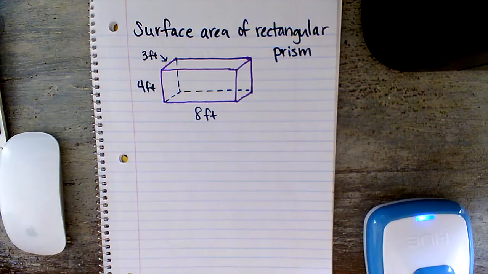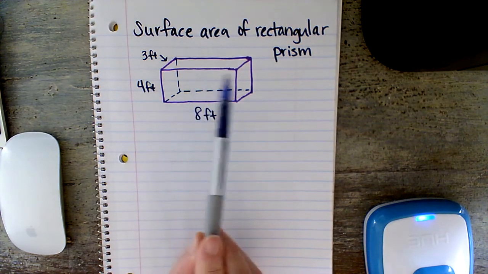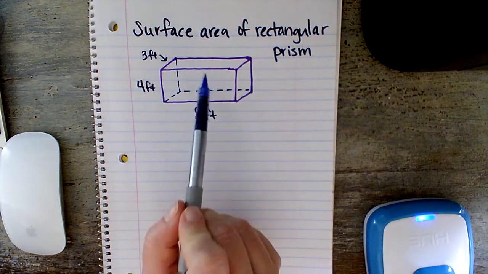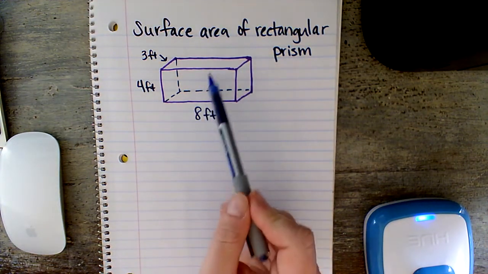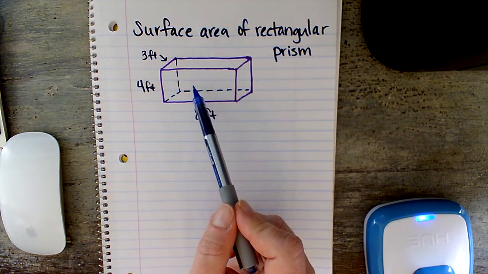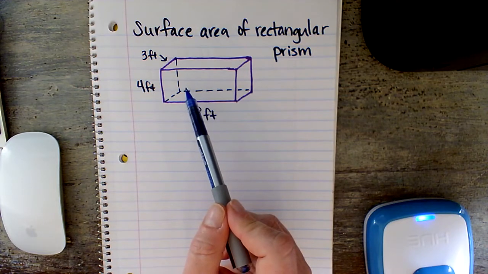In this video, I'm going to show you how to find the surface area of a rectangular prism. A rectangular prism is basically just a rectangle box. It's three-dimensional, and volume is what fills up the inside of the box. So if we were to fill up the inside of the box with sand, how much sand would it hold? What's the volume of that box?